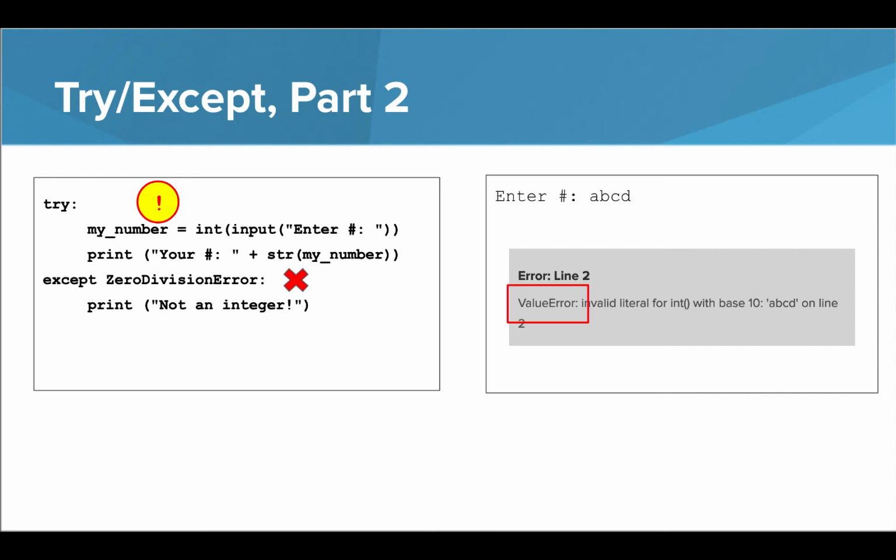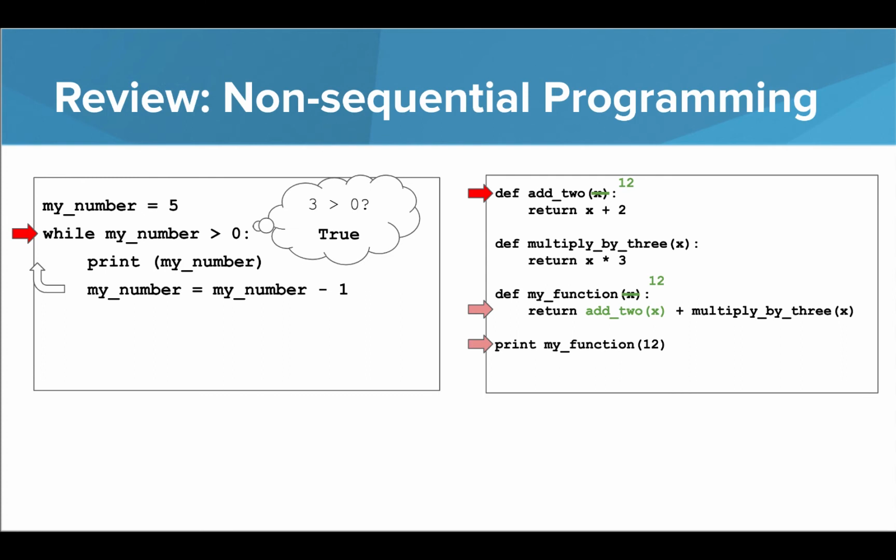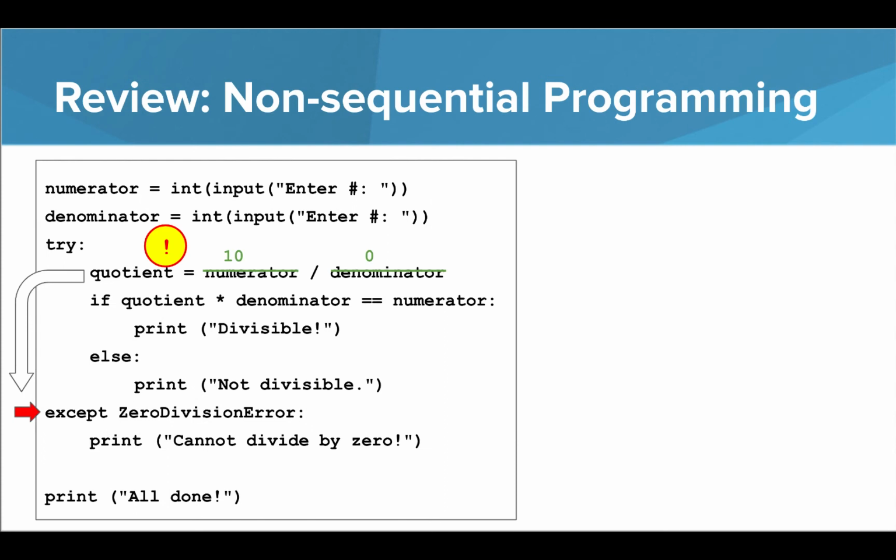Look at the error message. What we should be handling is value error. Now, when the user enters letters and the value error exception is raised, the interpreter can jump to our except block, which comes in and saves the day. The print executes and the program can continue as normal. In this module, we've seen a number of programs in which the interpreter doesn't move sequentially. It jumps around. Exceptions are another way in which the interpreter can jump in a non-sequential manner.